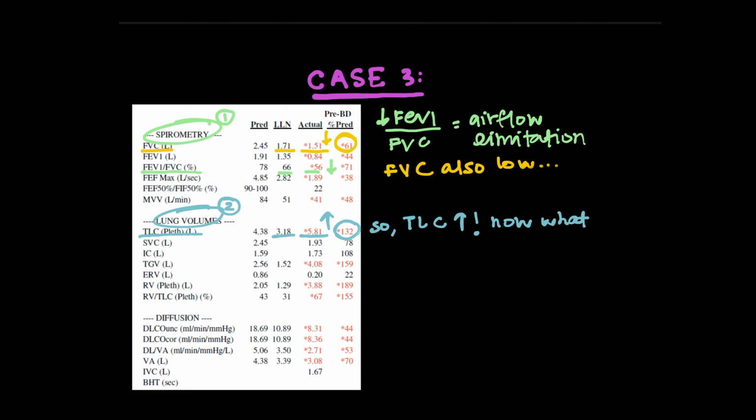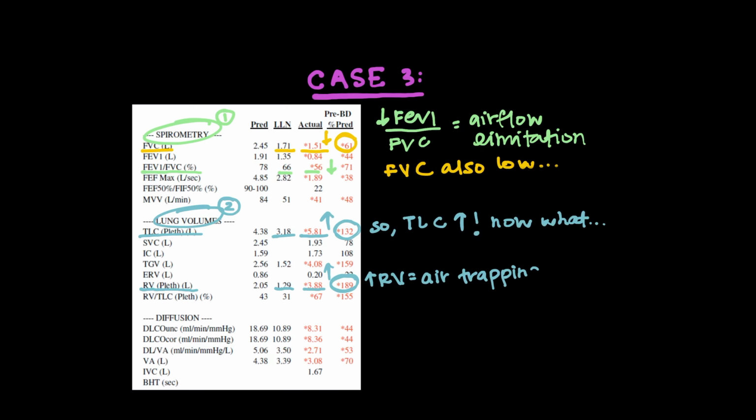So what does that mean? Well, let's take a look at the RV. The RV is above the upper limit of normal quite significantly. And so remember, increased RV means air trapping. I also want to point out this RV to TLC ratio, which in this patient is increased. And this is just further evidence that this person probably has some sort of small airways disease going on, which is again consistent with your diagnosis of airflow limitation.